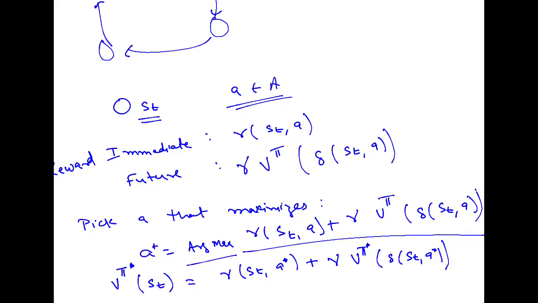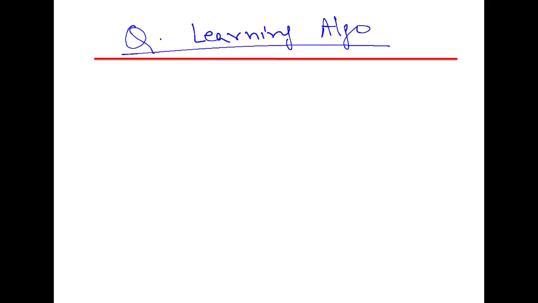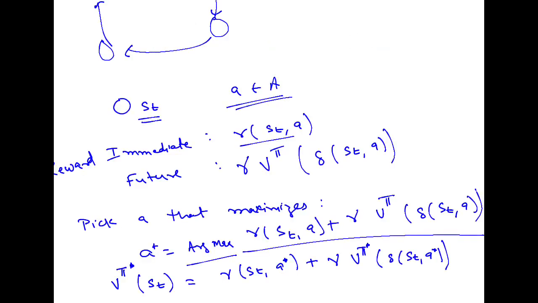But if I don't even know the state transitions, maybe I can create a dynamic program and solve this. But how do I solve this if I don't even know this reward function? Right? So the Q learning algorithm gives a way to actually solve this problem in almost optimal manner, in an asymptotically optimal manner. And how does the Q learning work?